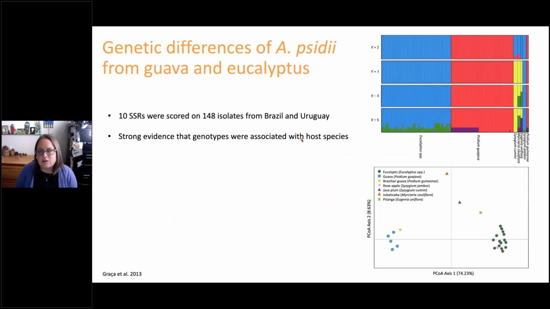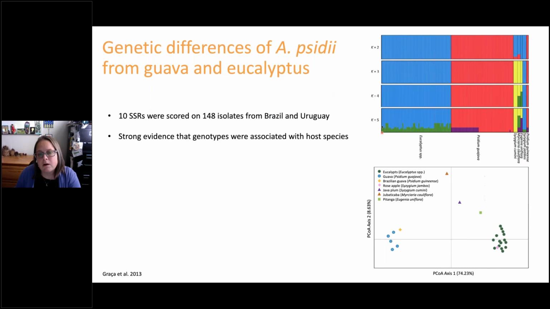One study that was done was by Graça et al. in 2013. This team collected isolates from Brazil and Uruguay and then looked at whether or not there were genetic differences using SSRs, or microsatellite markers. They had over 100 isolates that they collected from primarily eucalyptus and guava, and they genotyped them using microsatellites. What we have here is a Bayesian structure plot, and it allows us to look at the genetic diversity in the populations across the total group of isolates.